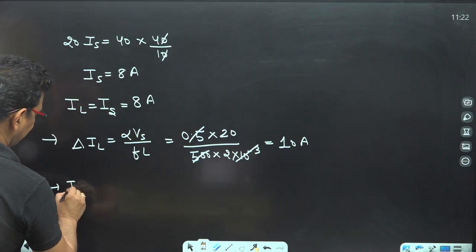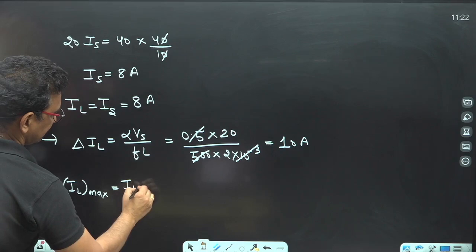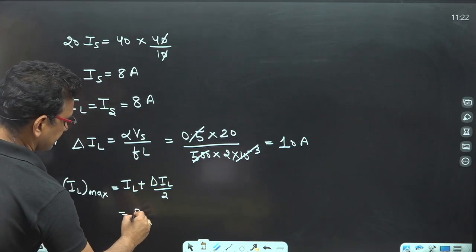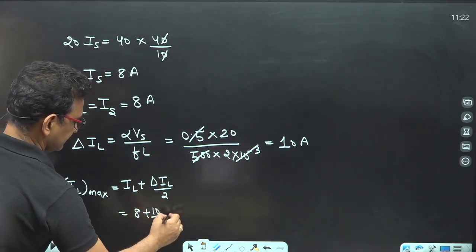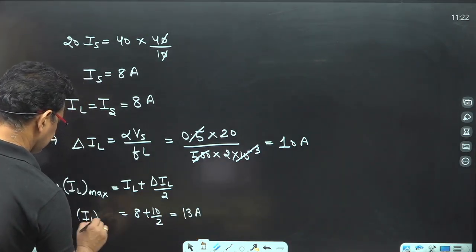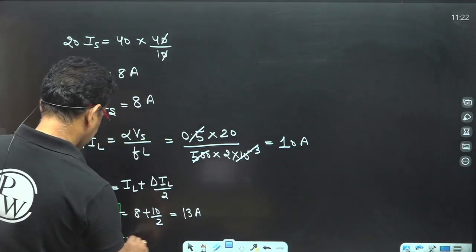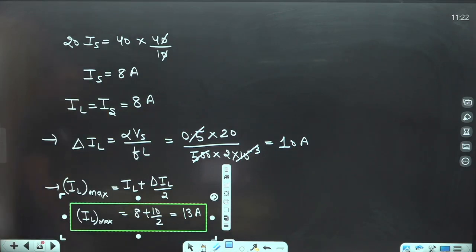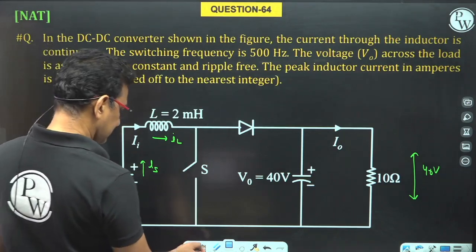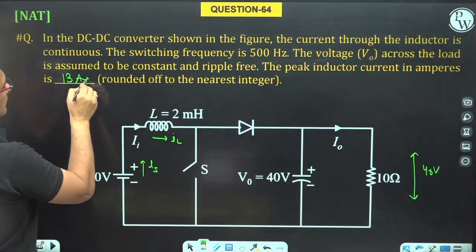So the value of IL max is the average value of current plus delta IL by 2. 8 plus 10 by 2, it's 13 ampere. So the value of IL max is nothing but 13 ampere. So 13 ampere is the right option. It's an NAT question, so 13 ampere is the right answer.